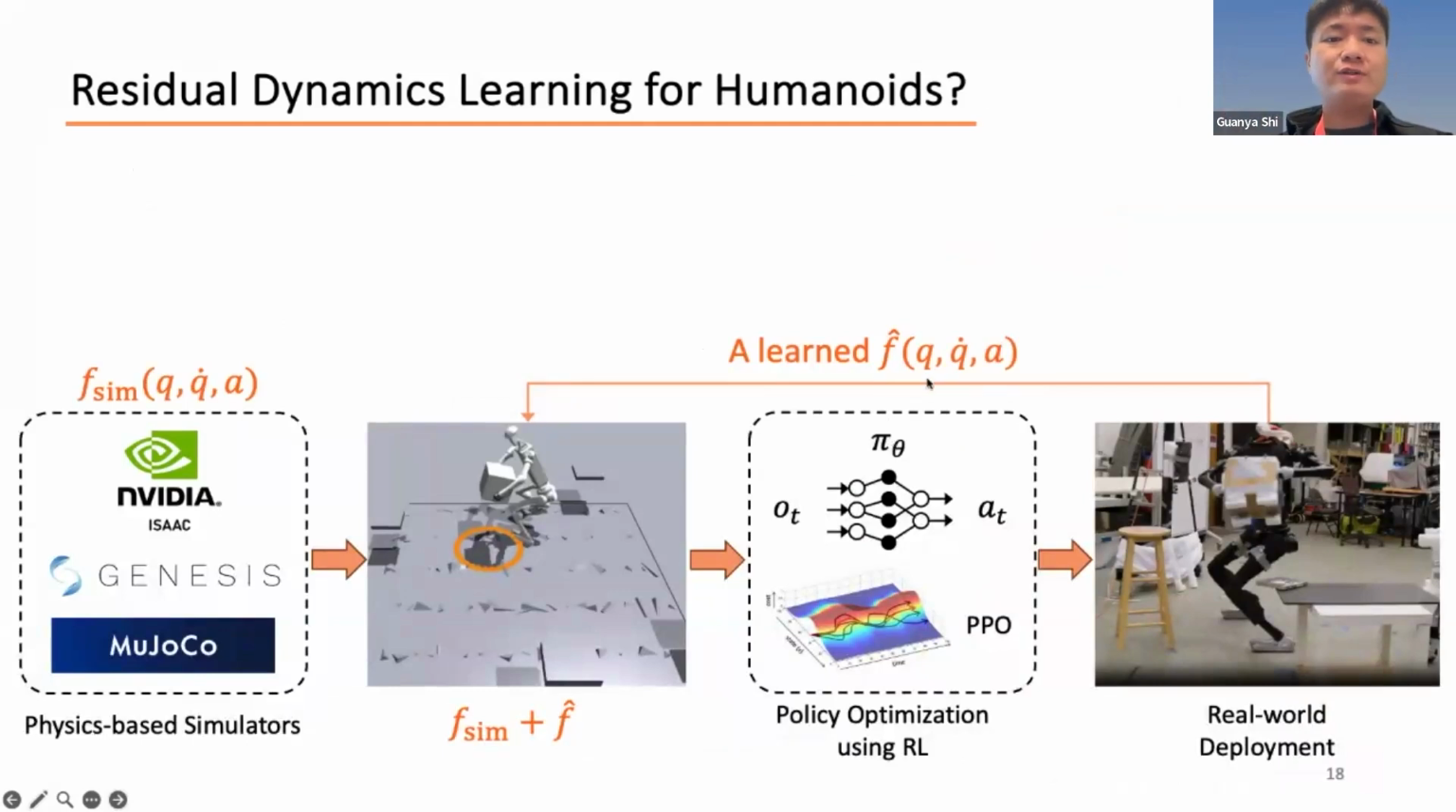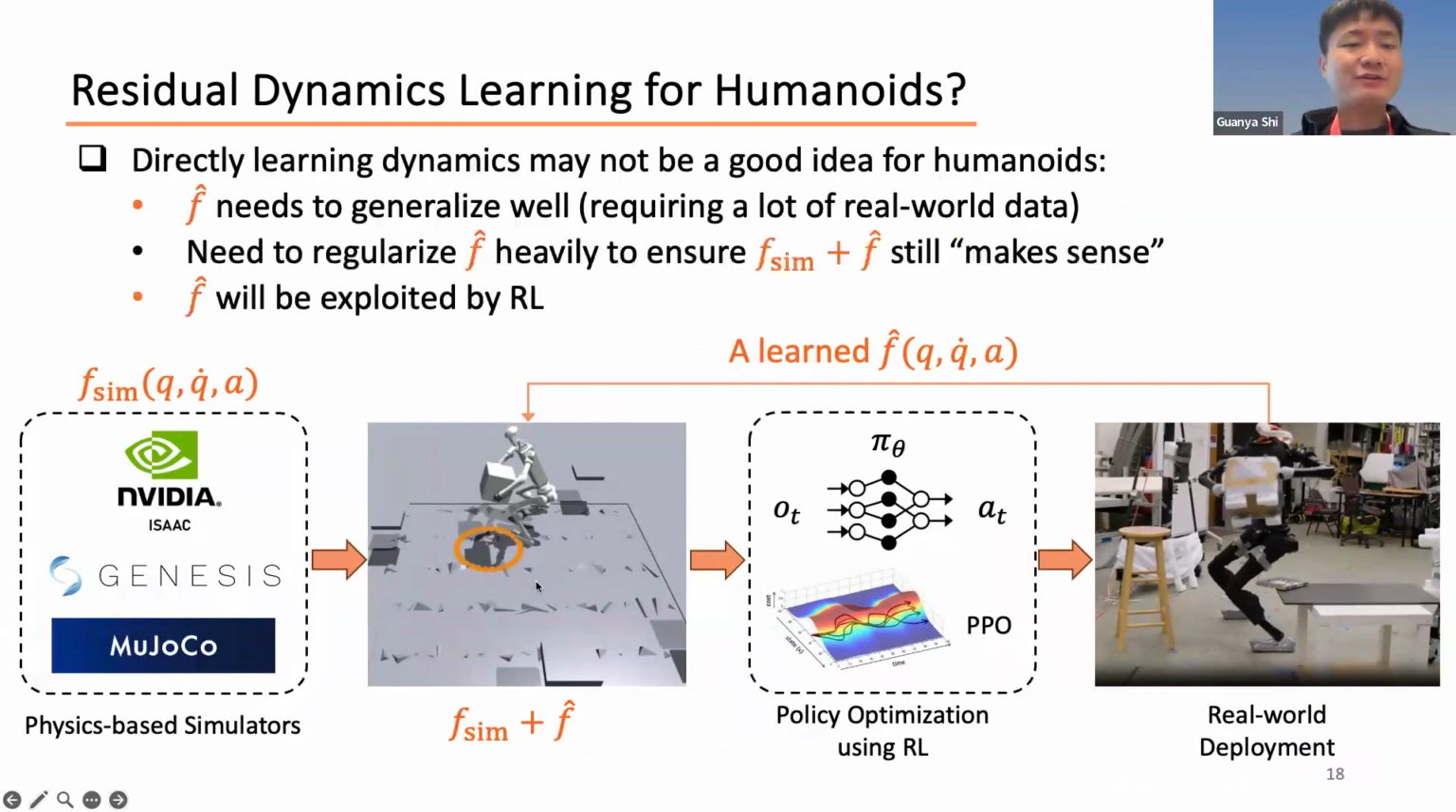Can we learn a residual dynamics F hat from the real world, and we augment the simulation to be F sim plus F hat, right? We actually tried, but it seems like directly learning dynamics is not a good idea for humanoid, because the learned dynamics F hat has to generalize well, which requires a lot of real world data, which is infeasible. And we also need to regularize F hat heavily, because you need to ensure the F sim plus F hat, this hybrid dynamics, still makes sense, which is in general very hard.